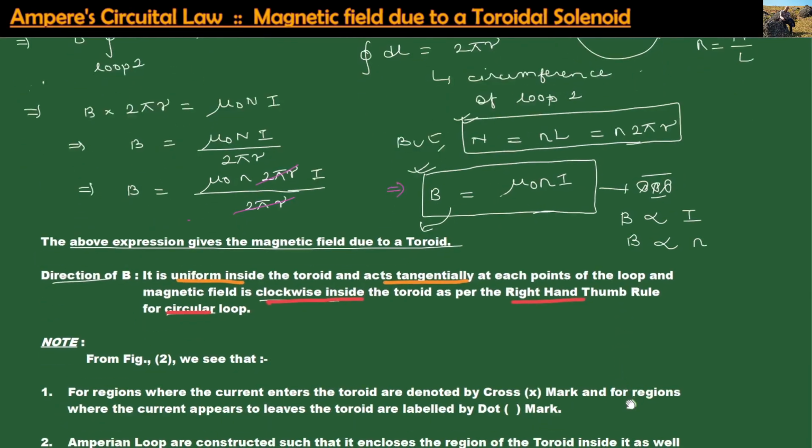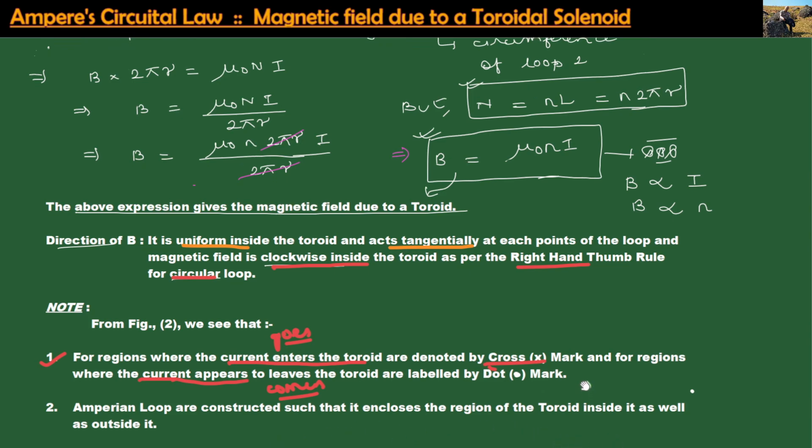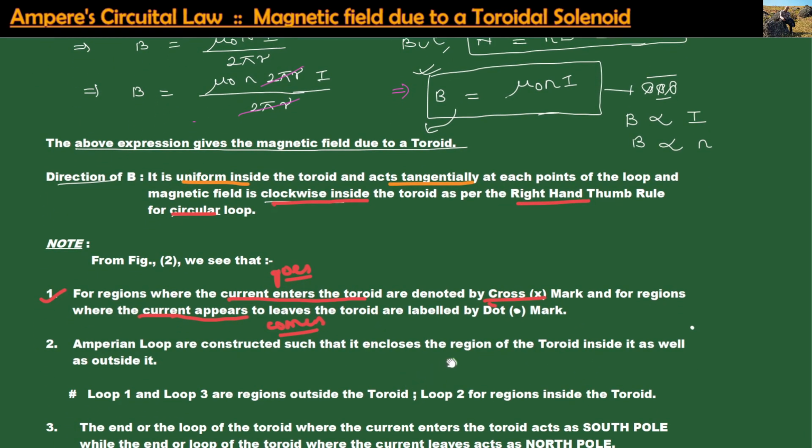So from that figure 2, I have explained point number 1: the regions where the current enters or goes inside are denoted by a cross mark, and the regions where the current appears to leave or comes out are labeled by dots. Similarly, the Amperian loop is constructed such that it encloses the region of the toroid inside as well as outside.